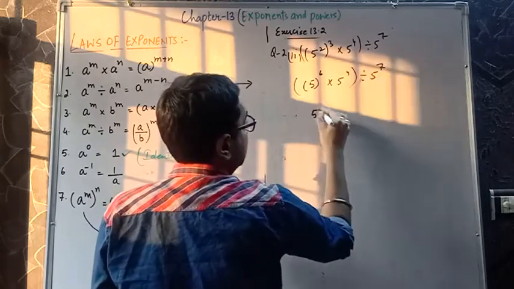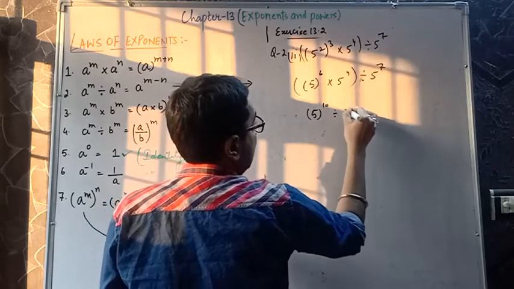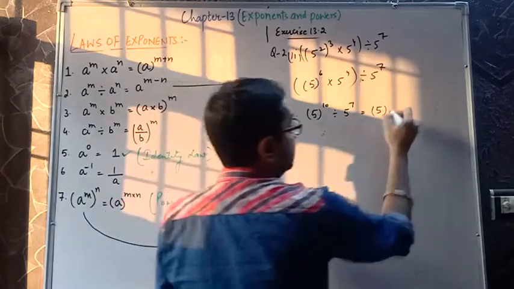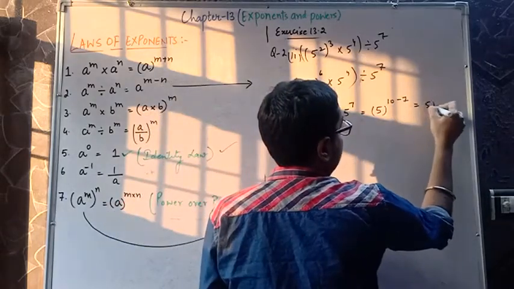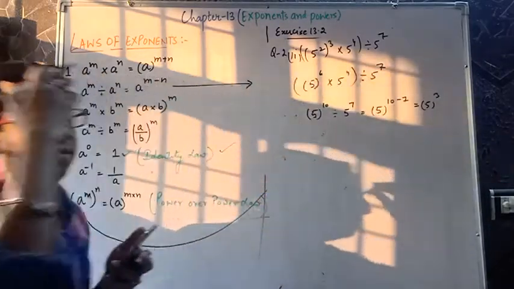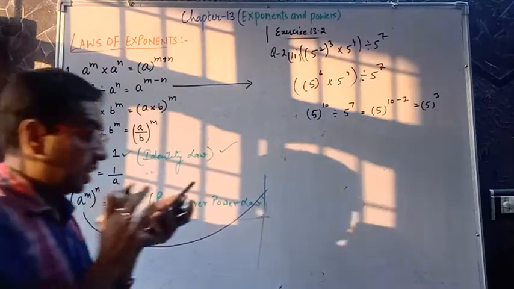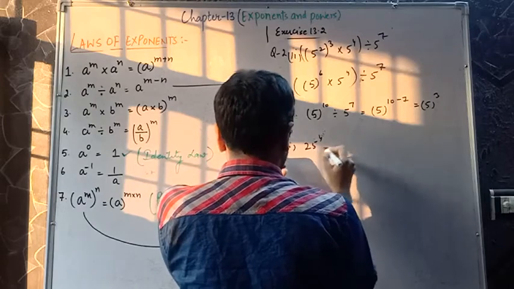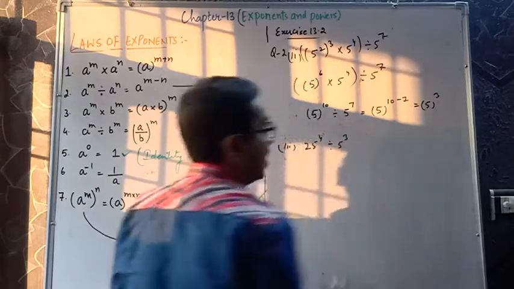Bases are same, powers will be added. 5 raised to power 10, 5 raised to power 7. In division, powers are subtracted. Answer is 5 raised to power 3. Easy or difficult? I have done it directly. Very easy. Question part 3. 25 raised to power 4 divided by 5 raised to power 3.